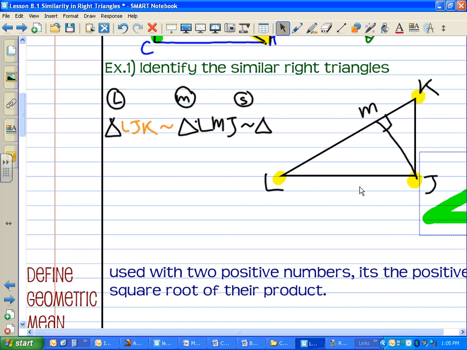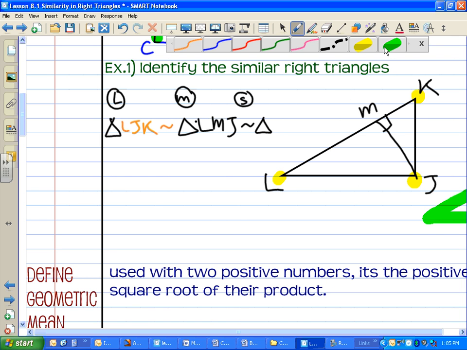Okay, on the big one, look what we did. Here's how we named it. We went L, J, K. So I went from the leg over here to the 90 degrees up to the top.